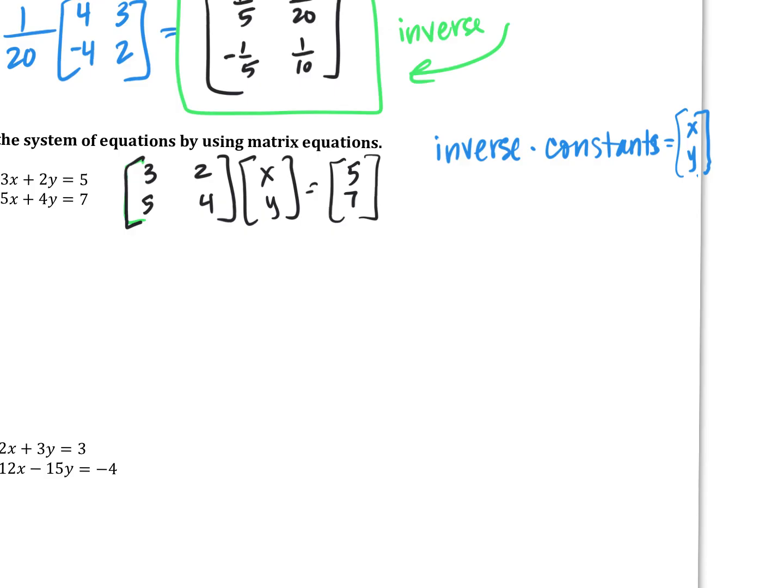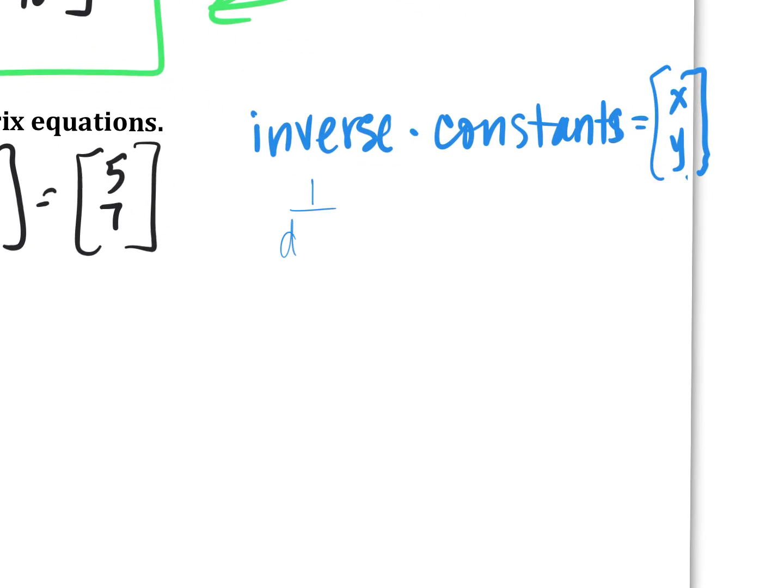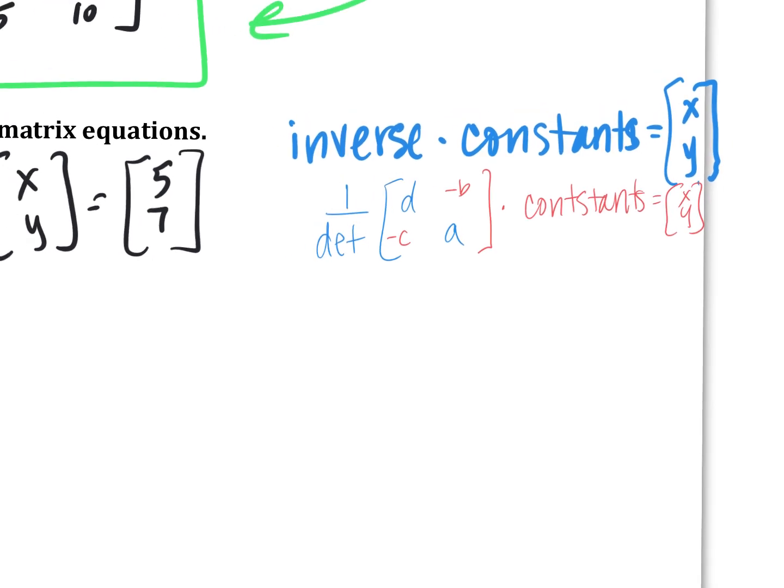And you might be like, what was that inverse again? If I were us, I'd write it. I'd say that's 1 over the determinant times d, a. We're switching our A and our D. We're negating our B and our C. Then we're going to multiply that by the constants. And that's going to be our answer. And you might be like, wait, what are those constants again? You guys, my constants are right here. My constants are right there.